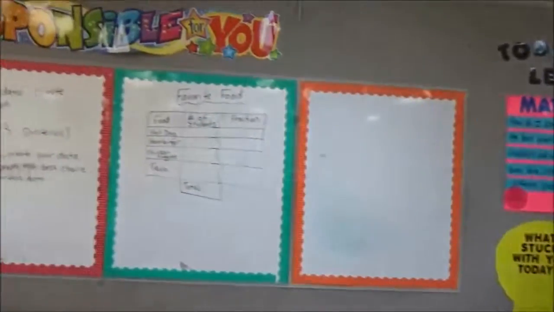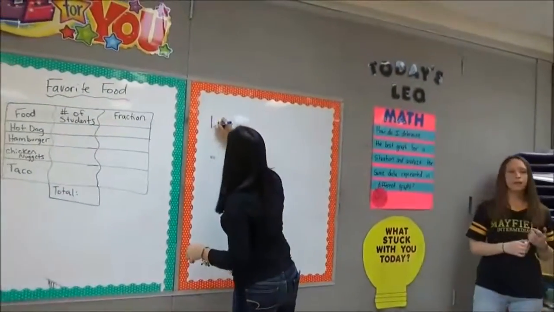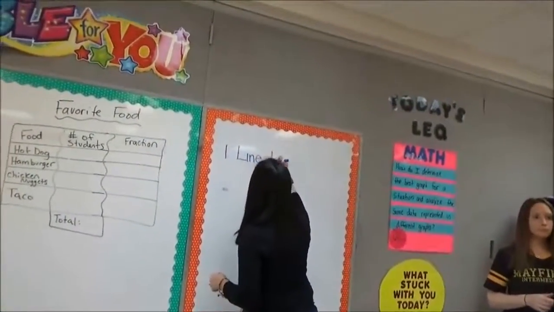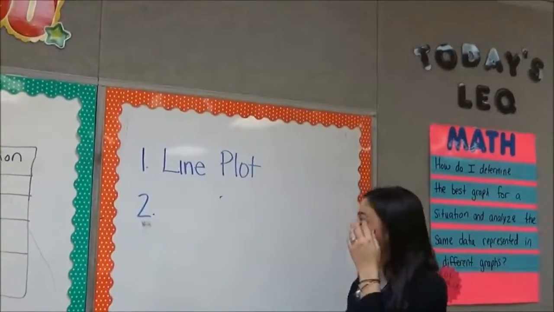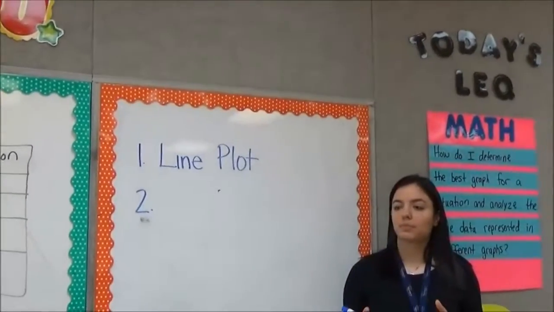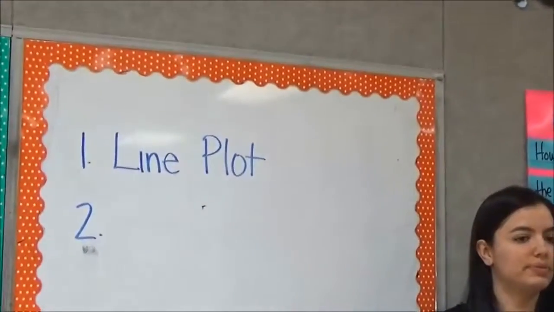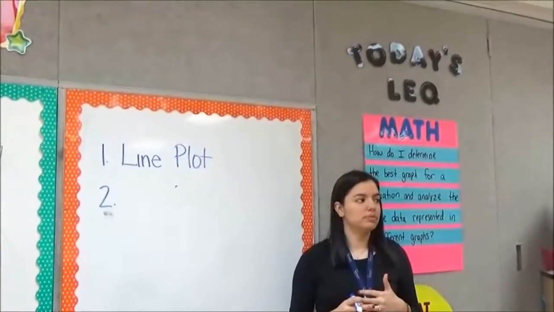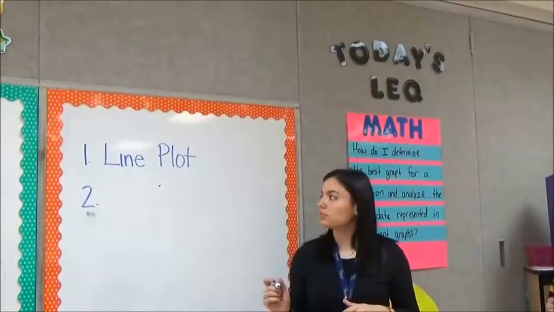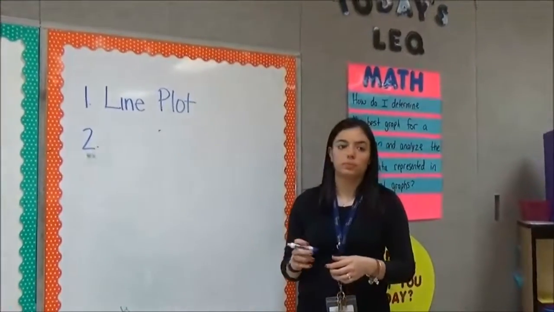Eileen, what is one type of graph? Line plot. A line plot, very good. And what is a line plot used for? Yes, a line, L-I-N-E, line plot. All right, so Eileen, what's on a line plot? A line plot is like where you use x's. Yes, very good. All right, so we use X's for each person's vote.